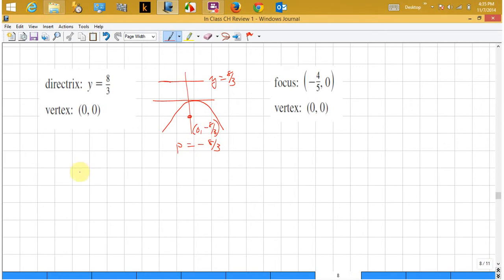Since the parabola opens down, this is going to have the form of y equals 1 over 4p times x squared. And let's plug the p value in. So that's going to be y is equal to 1 over 4 times a negative 8/3 x squared. So that's going to be y is equal to 1 all over negative 32 all over 3 times x squared.